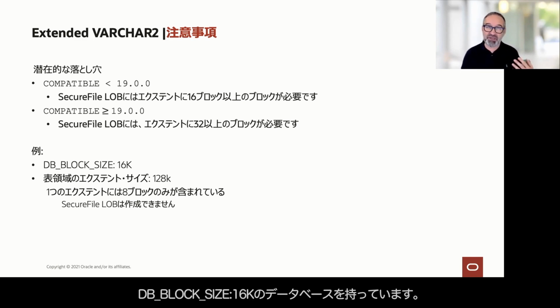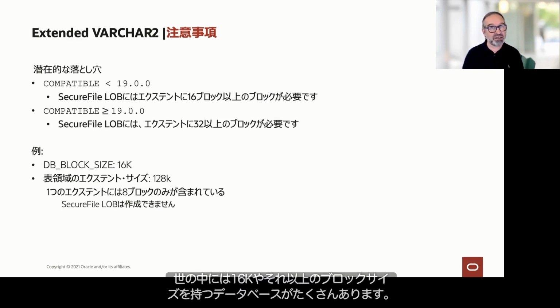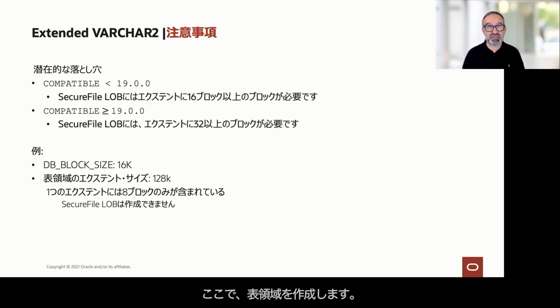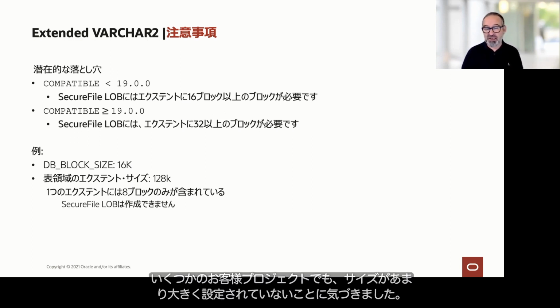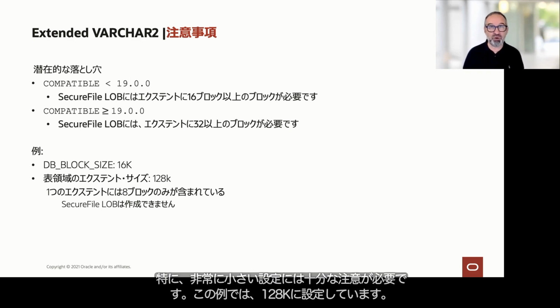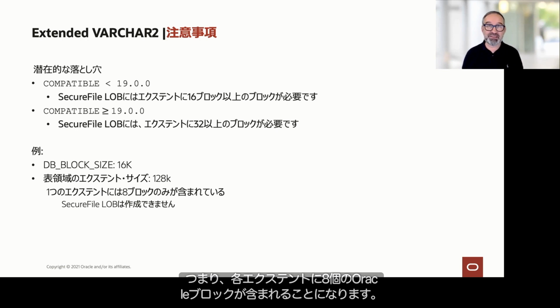I have a database with DB block size 16K, and there are a lot of databases with 16K or even bigger block sizes out there. Now I create a tablespace, and I notice from some customer projects as well, the uniform size hasn't been set too high. But be very, very careful with very low settings, because here in my example, I set it to only 128K. And that means every extent contains 8 Oracle blocks.